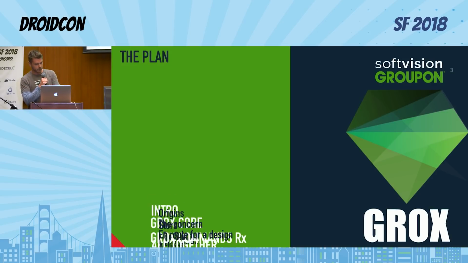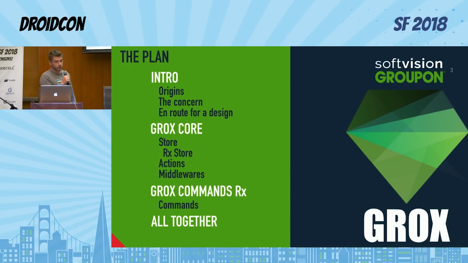So the plan for the session today is to begin with an introduction about the origins of the library. We picked up a few ideas from a bunch of libraries that you might know. Then we're going to talk more specifically about the concern that we're trying to solve. Alin said it was state management, but what does he mean exactly by that? We will explain that a bit deeper, and while doing so, we are also going to explain what are the ingredients, the basic bricks, the basic entities inside Grox, so that you can understand the design.